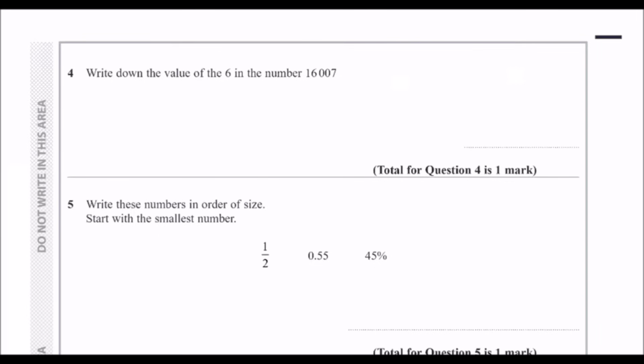Question 4. Write down the value of the 6 in the number 16,007. So the 6 is in the thousands column. It is worth 6,000.